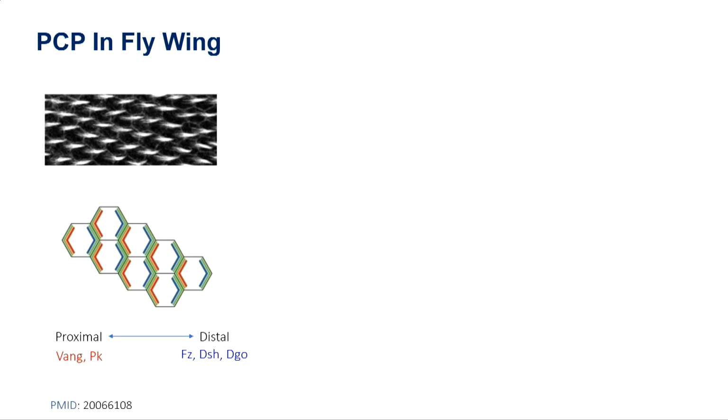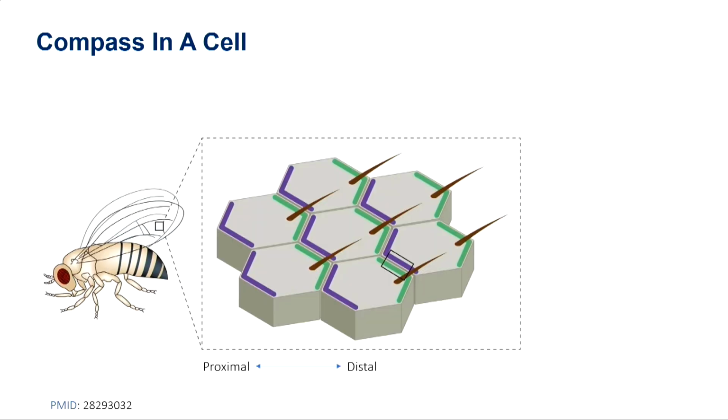So these bristles are found in the wing? Yeah. These are on the wing. In the body also they have planar cell polarity. For example, from the dorsal side, they have sensory bristles. Those are also a part of the planar cell polarity. But we are discussing this one for the wing.